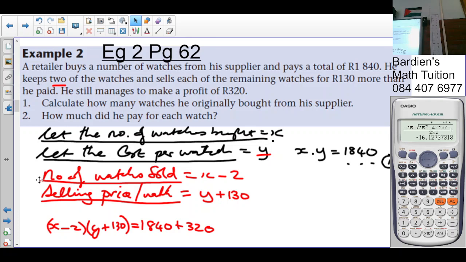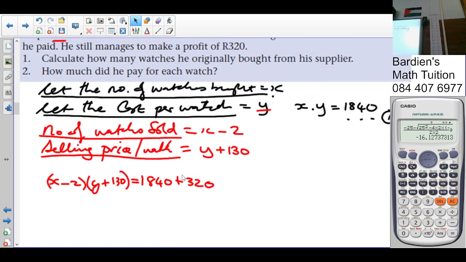He keeps 2 watches, so whatever number of watches he has, less 2. He sells it at a selling price of 130 Rand more than whatever he paid for it. The cost per watch is Y, so 130 Rand above that is Y plus 130 Rand. We are told he still manages to make a profit of 320 Rand, which means the total income he got is 1,840 Rand plus this profit of 320 Rand. From there, it's just a matter of solving the equation.